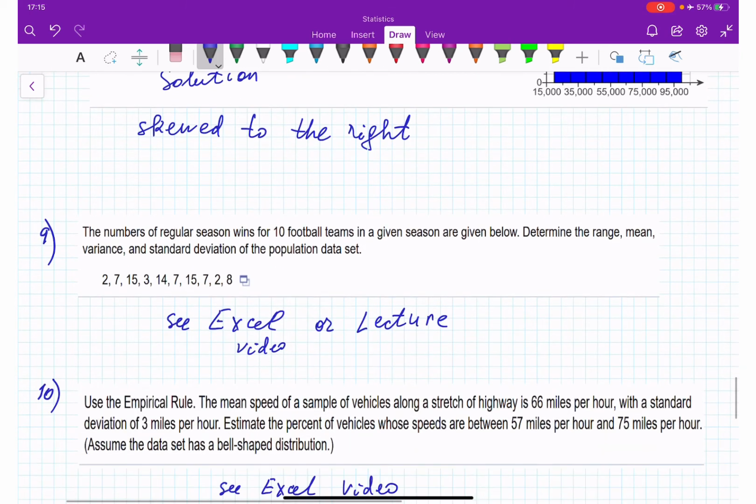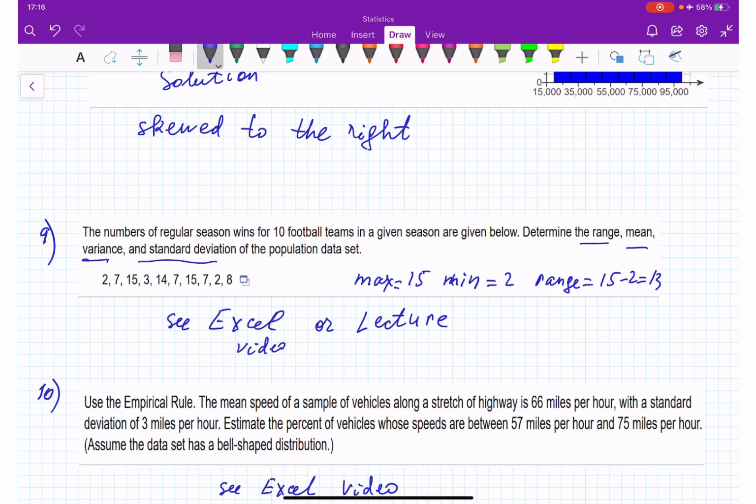Okay, question number 9. We need to find the range, mean, variance, and standard deviation. Well, the mean, you know how to do it. Range, you take the maximum and subtract the minimum. How much is the maximum here? Maximum is 15, right? How much is the minimum here? Minimum is 2. So the range is going to be 15 minus 2, 13. Pretty straightforward.